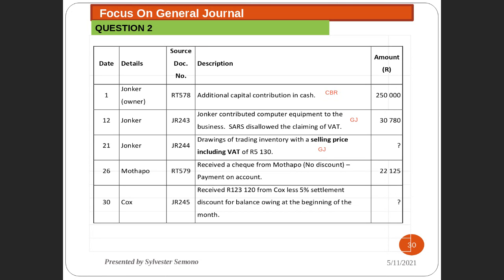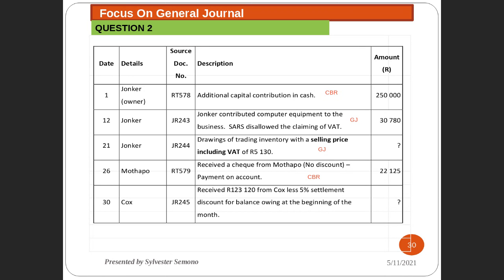Perfect. What about the 26th? Received check from Mutapo. Where will I record this? We received a check. I see CRJ, I see CBP, I see CBR. Yes, you are correct. CBR, because you are receiving a check. You are receiving cash. No problem. If you got it wrong now, I don't worry.